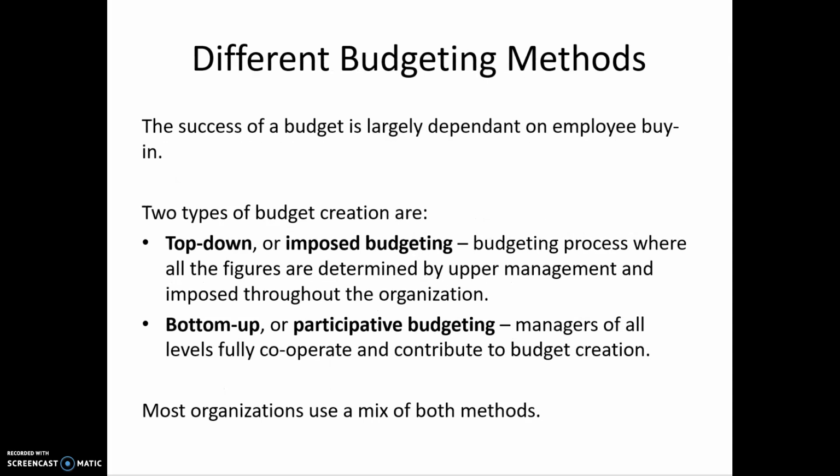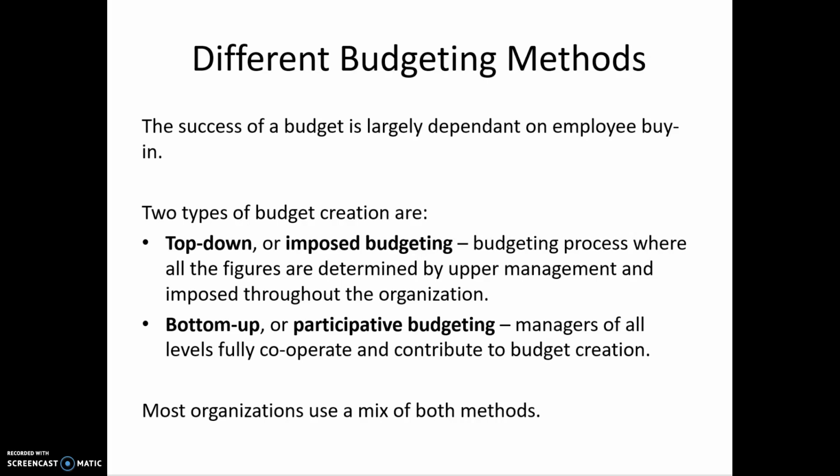Okay, so we could have top-down or imposed budgeting where the budgeting process is determined by the upper management. And so you have the executive deciding what the budget is, and we just let the rest of the organization know that this is what we expect of them. Bottom-up or participative budgeting is where we let managers of all levels contribute to the budget.